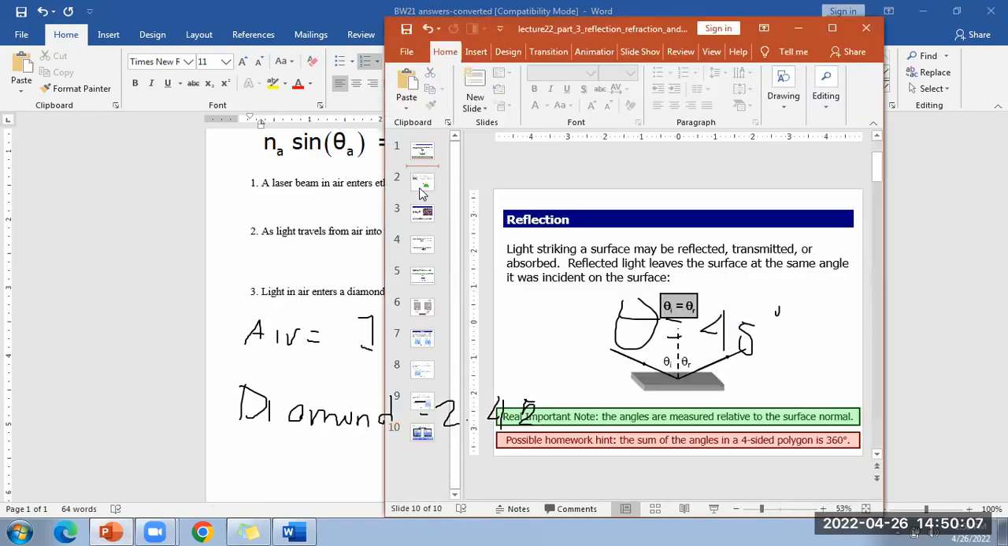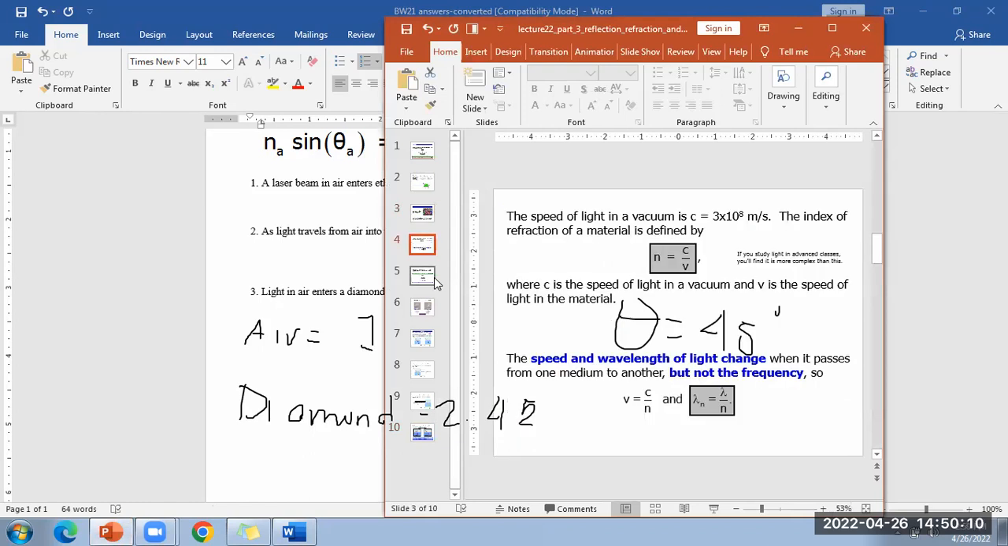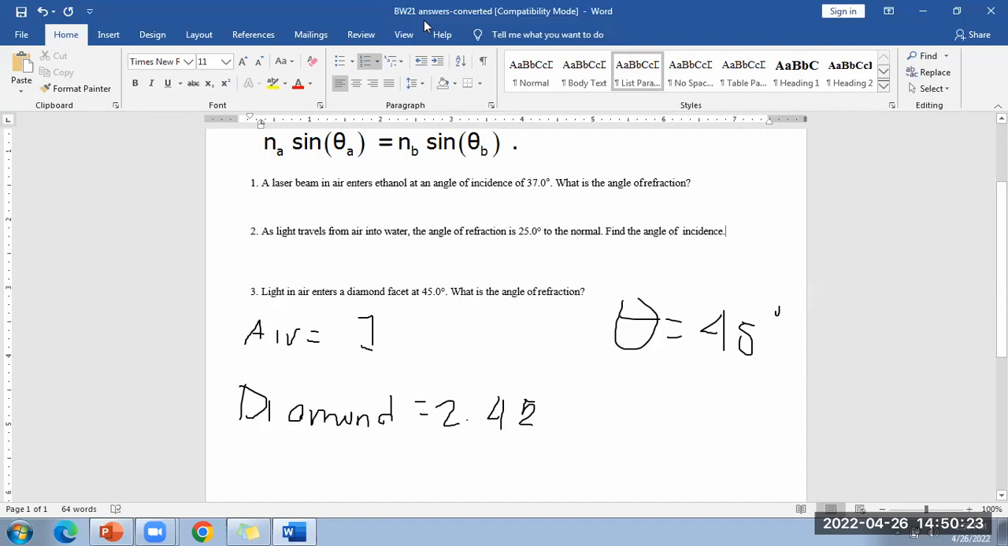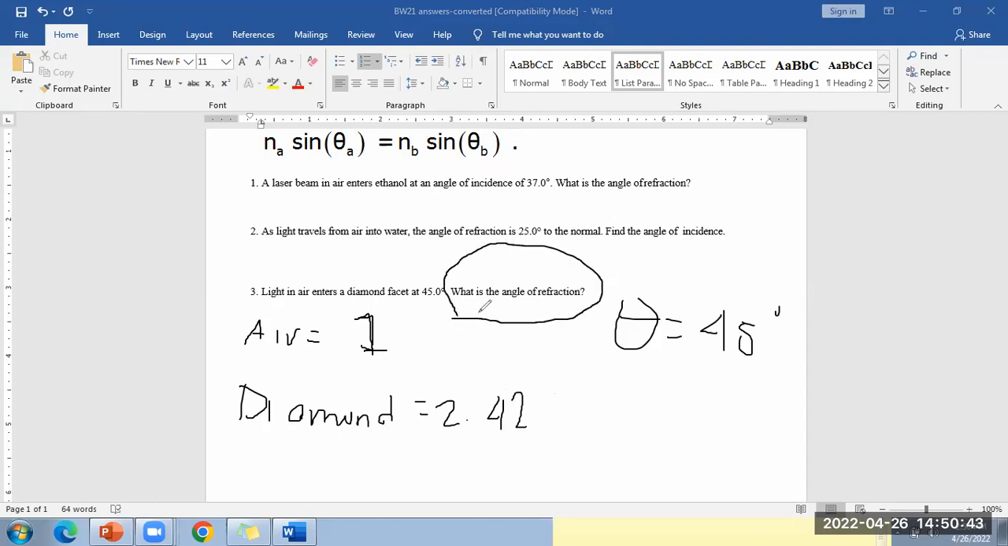Ayan, saan ba kanina? So diamond index is 2.42. I-apply lang natin. Ang air is 1, index ng diamond is 2.42 and angle natin is 45. What is the angle of refraction? Sige po, paki-solve. What will be the angle of refraction?